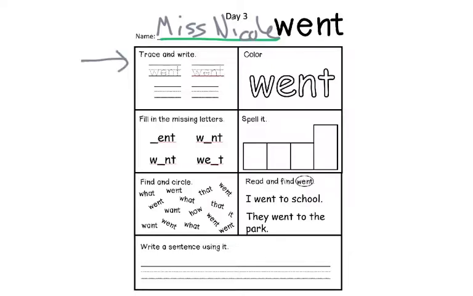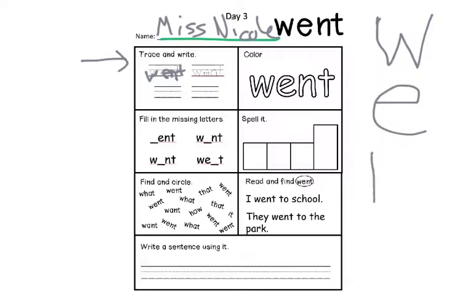So as I said before, we're going to trace each letter and say the letter name. And then when we're done writing the whole word, we're going to say the word. This will help us practice our power word over and over again. W-E-N-T. Make sure you're starting at the top of your letter and going down when you write. Always starting at the top.